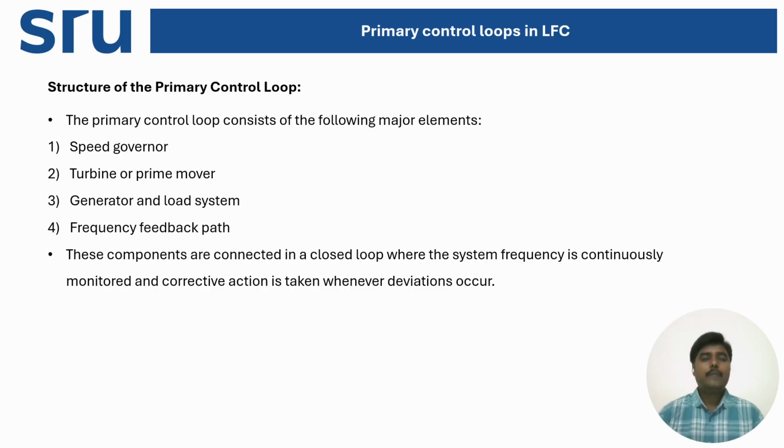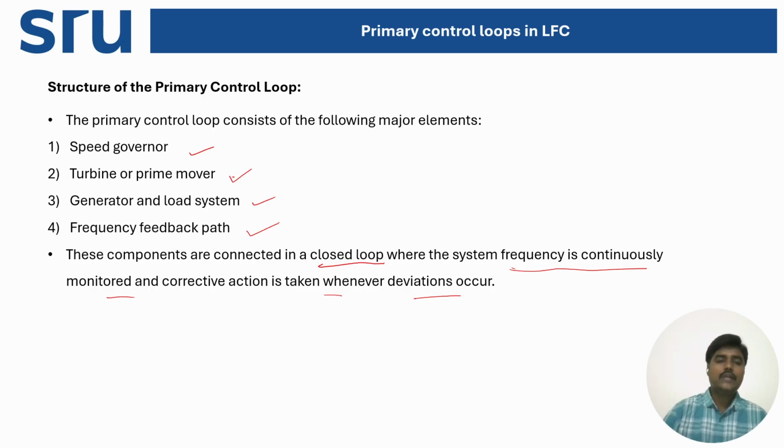So the structure of the primary control loop has some important elements, starting with the speed governor, turbine or prime mover, generator and load system, and the frequency feedback path. All these components are connected in a closed loop where the system frequency is continuously monitored and corrective action is taken whenever deviations occur.